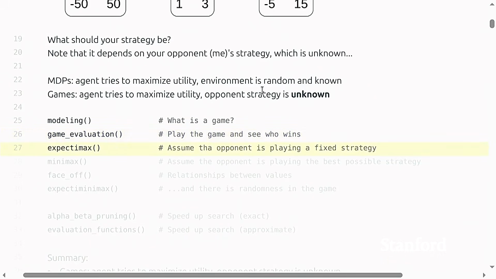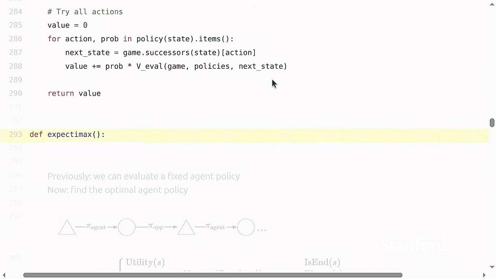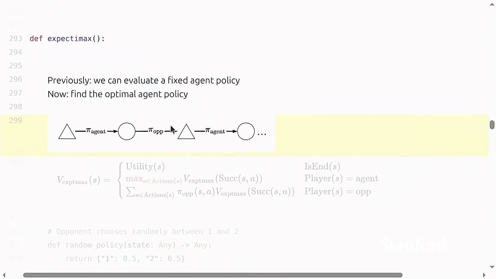Okay, so now we know how to evaluate a game given fixed policies. Let's try to actually compute optimal policies. This is going to be called expectimax. So instead of evaluating a fixed agent policy, we're going to find the optimal agent policy, but with respect to a fixed opponent. The schematic looks like this. I'm going to use a triangle to denote a max node where the agent is in control, and a circle to denote a node where there is a fixed policy being run. So the agent goes first, then the opponent, then the agent, and so on.